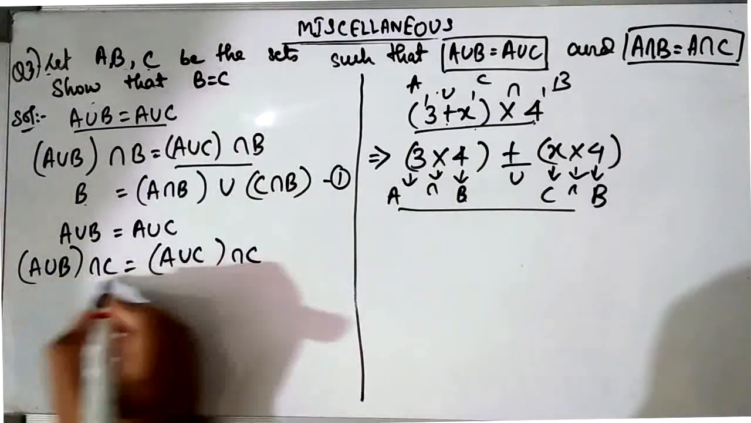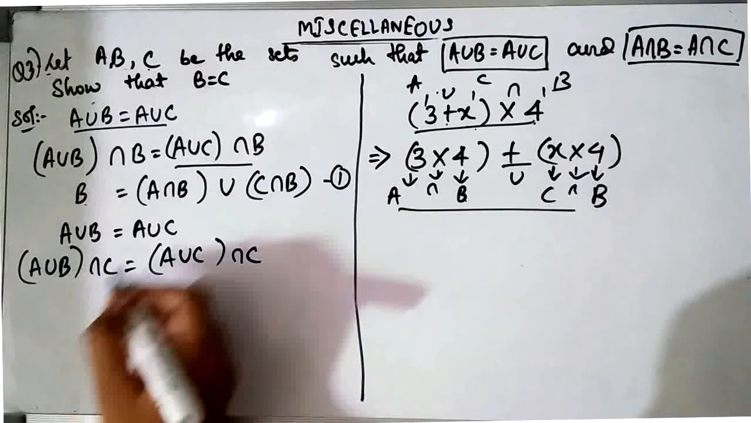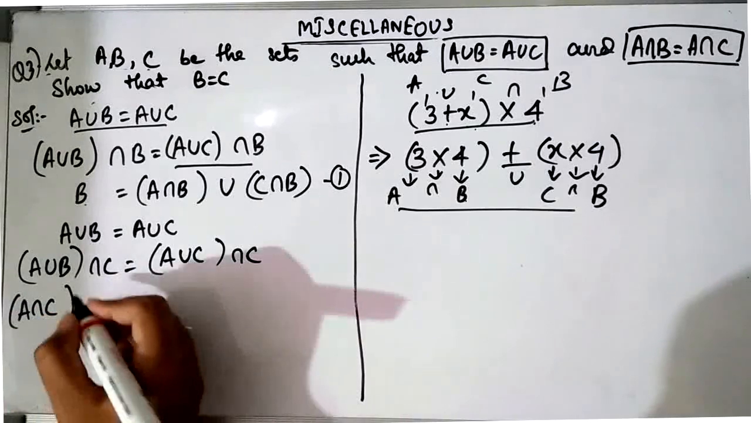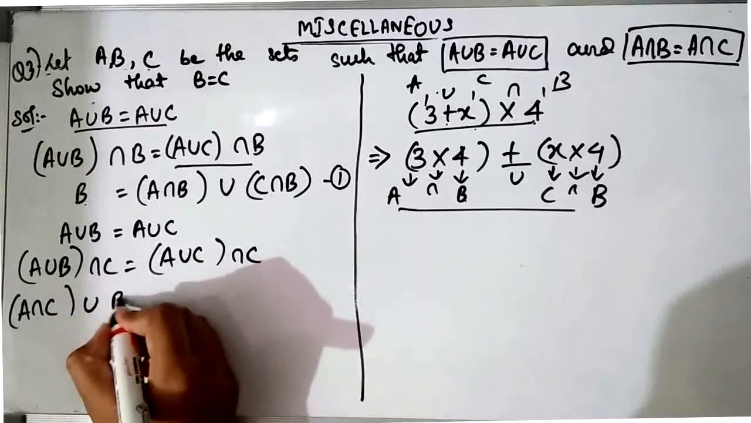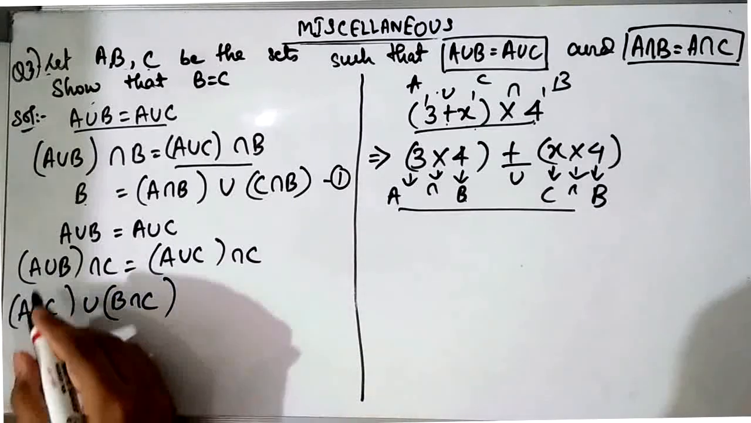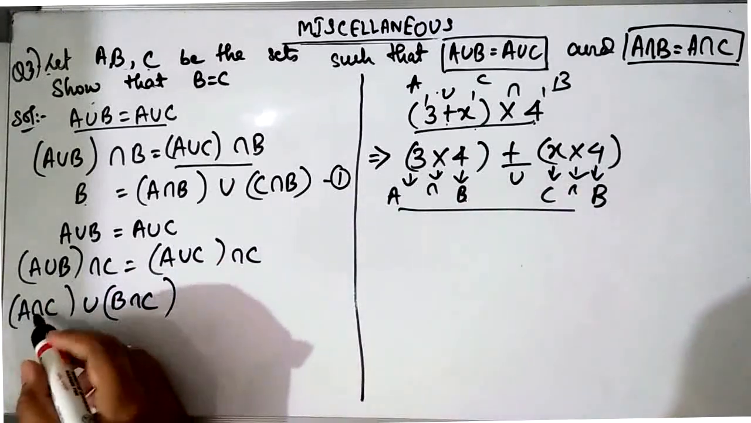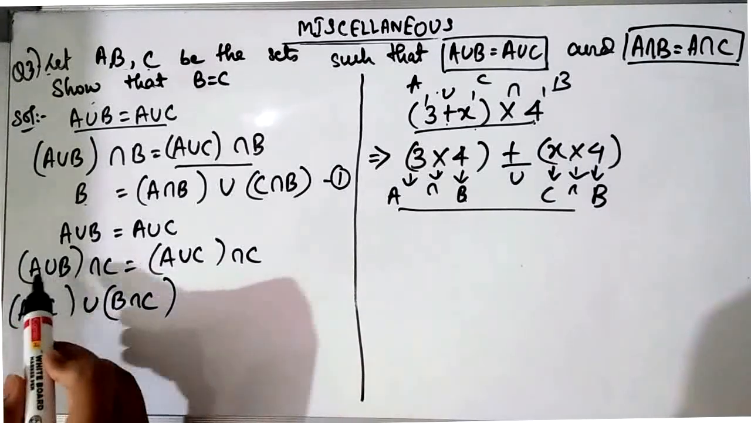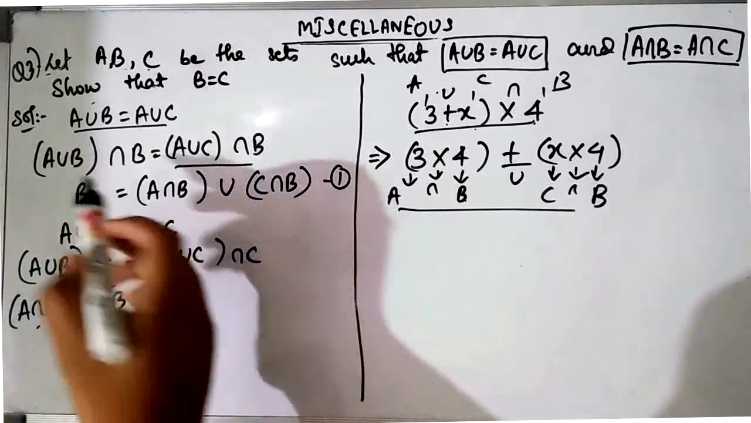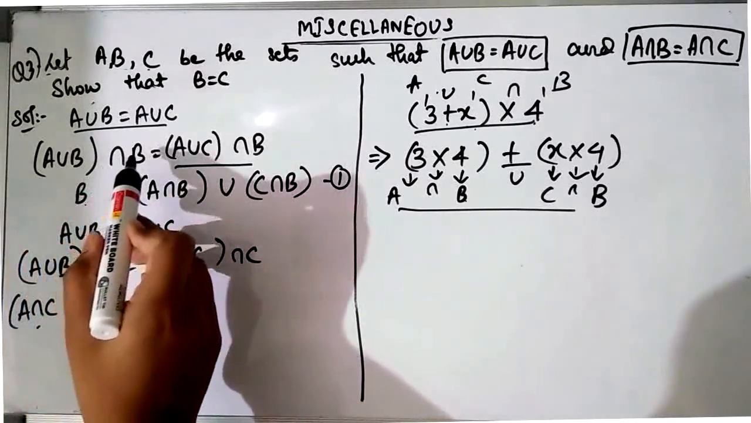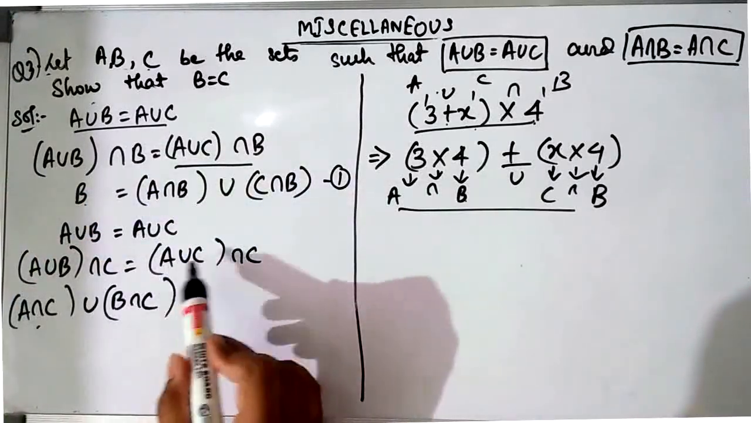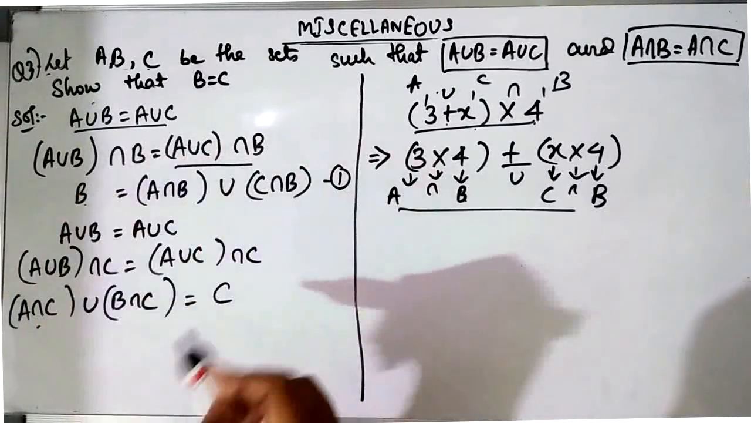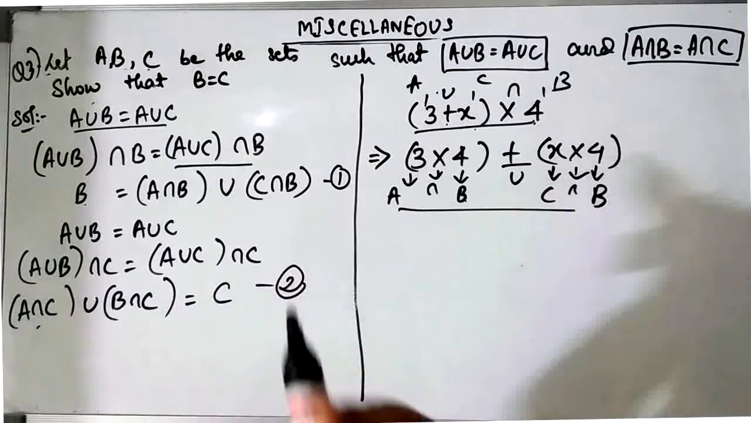Now this time towards the left side we have to apply the same distributive method which we did in the previous equation. So what we get is A intersection C union B intersection C. And like in the previous one, we did A union B intersection B and we got the set B itself. Similarly, we have A union C intersection C, so for this we will get set C itself, like the previous one. Now we will assume this to be our second equation.